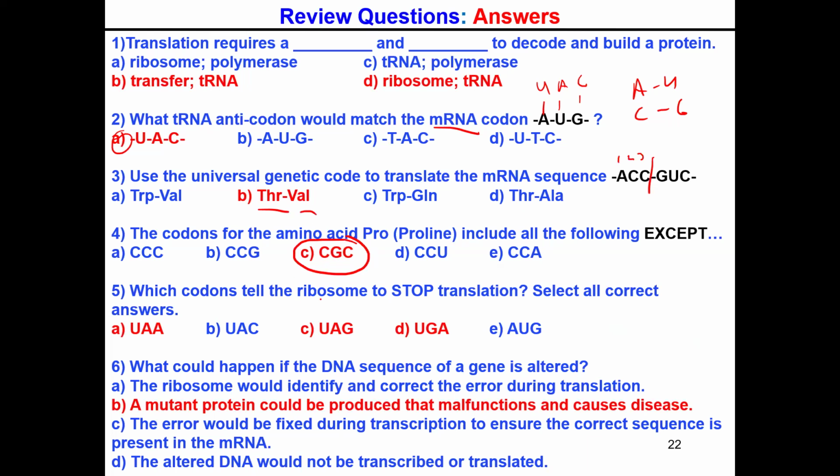Which codons tell the ribosome to stop translation? Remember, we have 3 stop codons, and those are going to be UAA, UAG, and then UGA. Finally, what would happen if the DNA sequence of a gene is altered? A mutated protein can be produced that malfunctions and causes diseases.